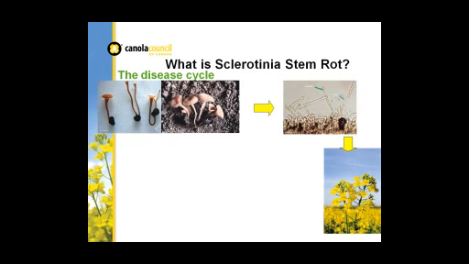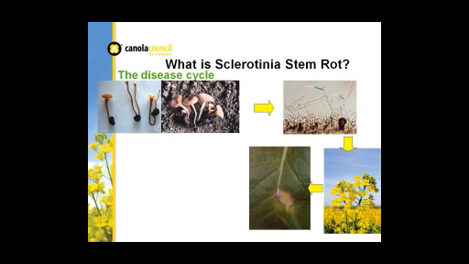But at the beginning, these ascospores are so tiny, they have such little energy available that they can't produce that acid that causes that rot. So they require decaying plant tissue in order to survive. And so these flower petals are a great source for that decaying plant tissue. They land on these flower petals, and these flower petals then fall down into the canopy.